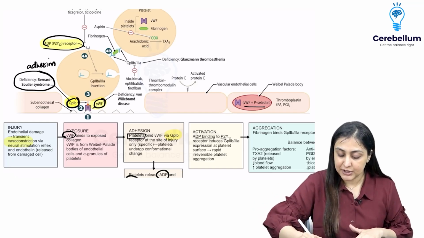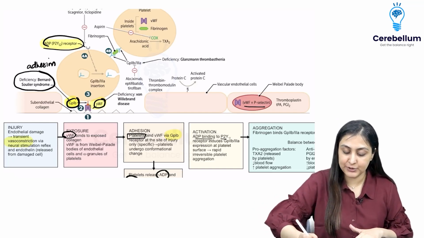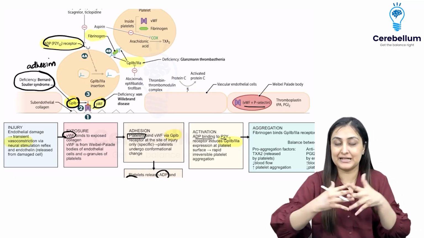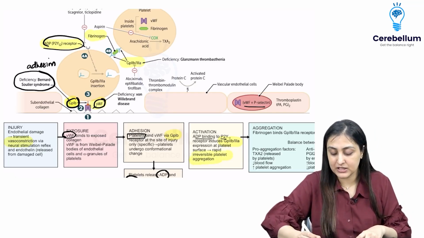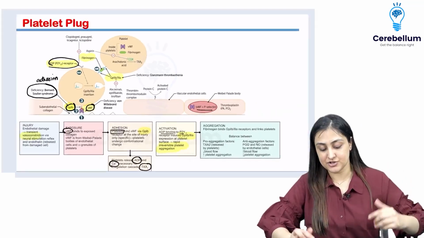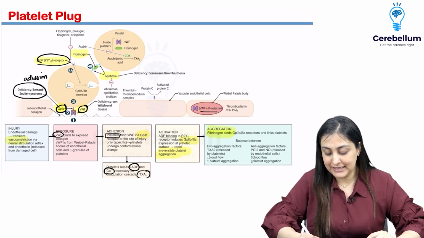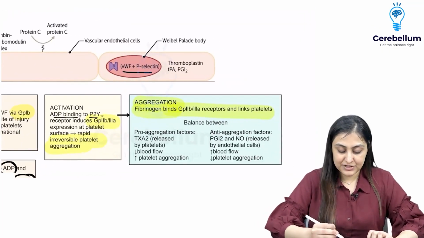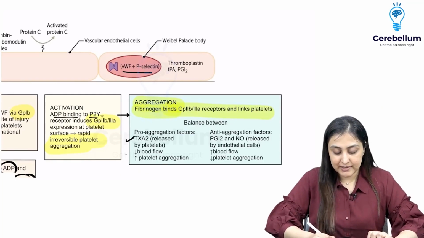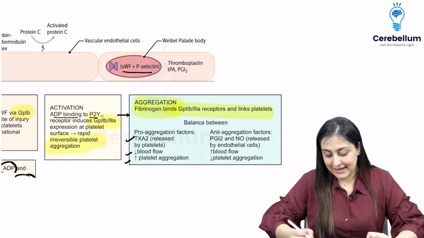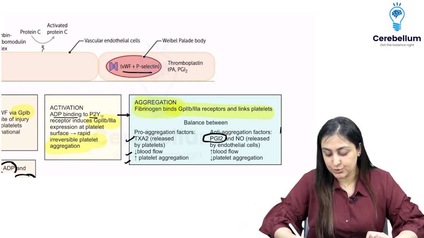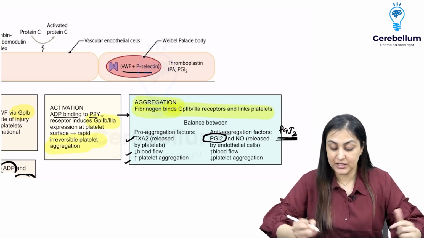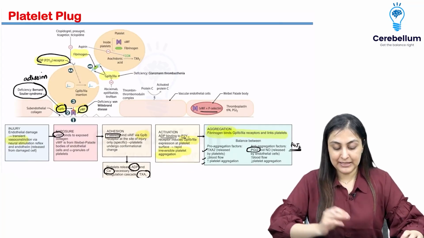Once this is done, you're gonna have expression of GP2B3A. GP2B3A is where fibrinogen and different platelets interact and form a platelet plug. This is known as platelet aggregation. So once fibrinogen comes, it will link and aggregate platelets. Okay, so here we have pro-aggregation factors which are thromboxane, reduced flow, more aggregation. Anti-aggregation is PGI2. You want to remember prostacyclins, inhibitor. That is why they cause vasodilation. Alright. So this is very, very important.